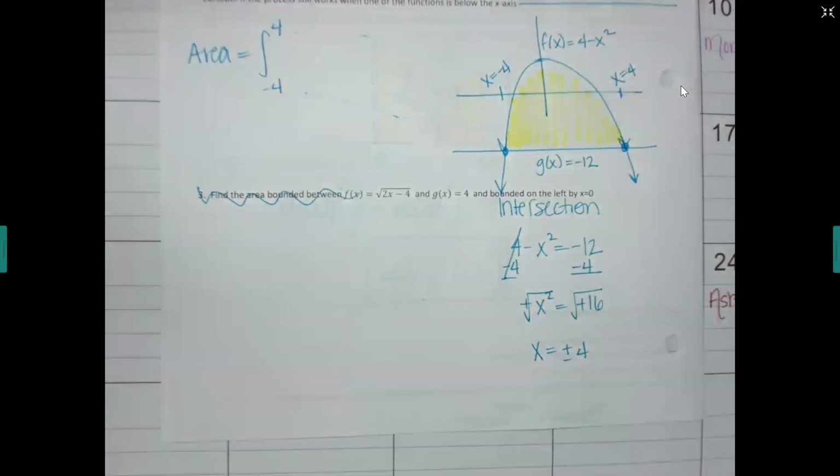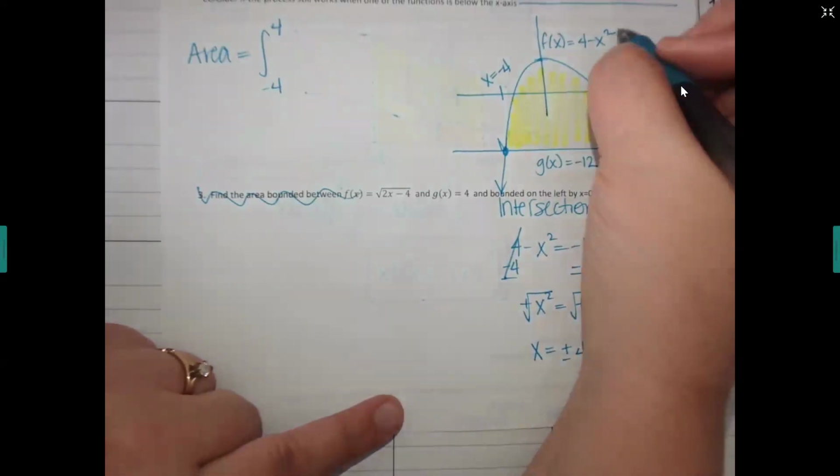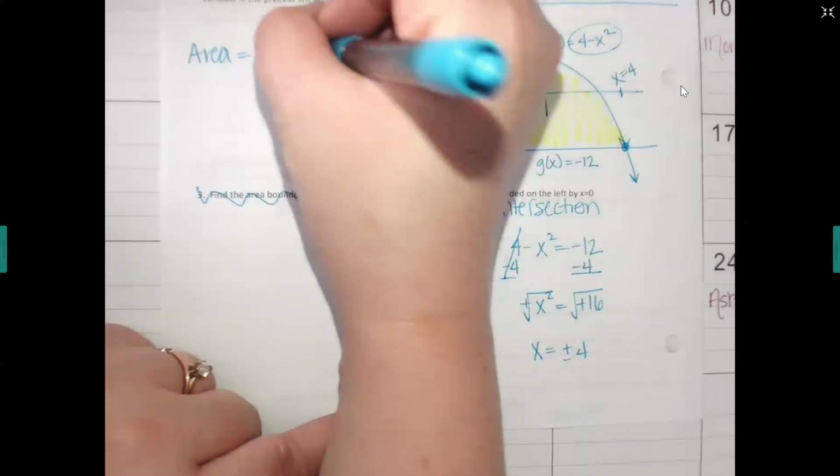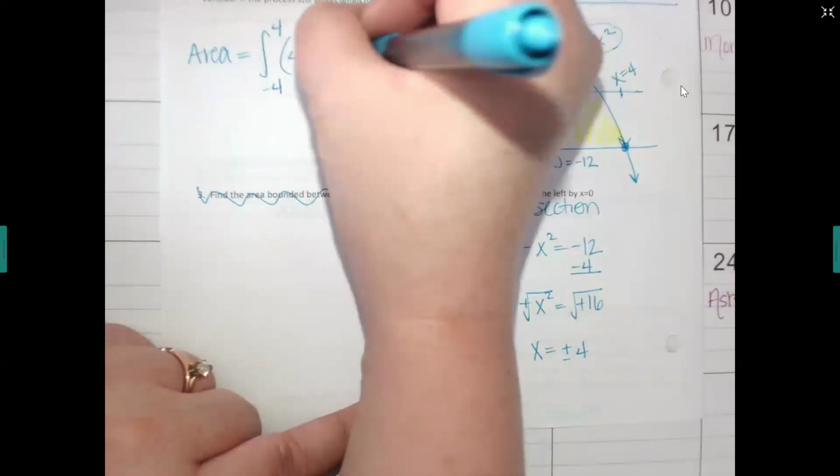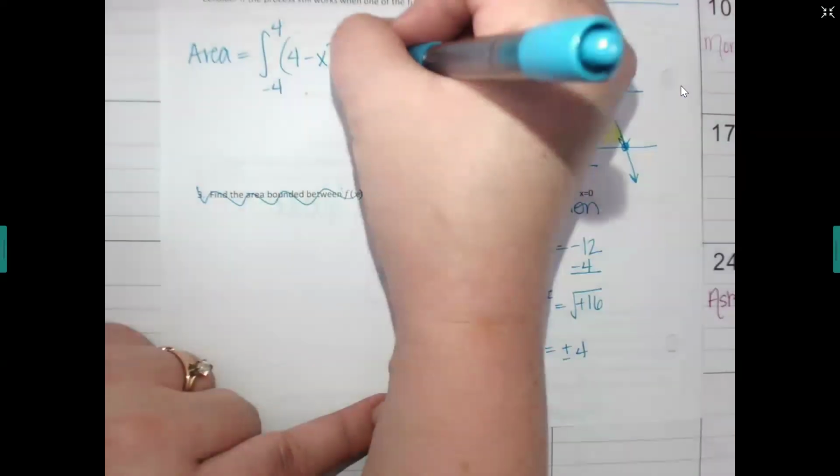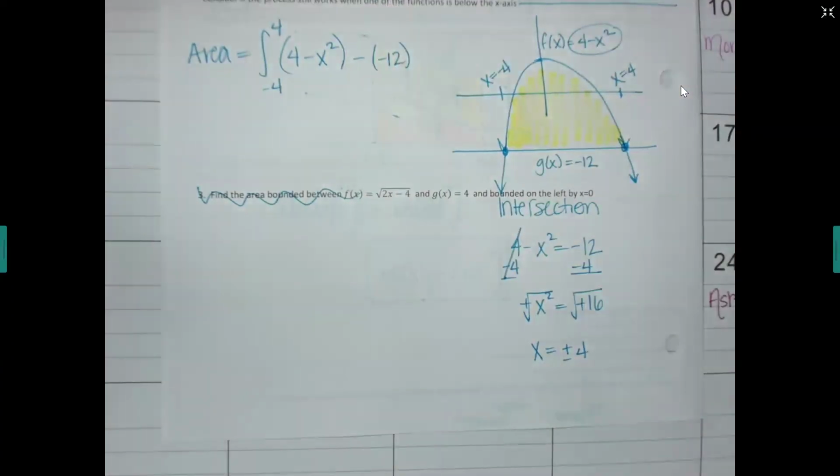And then how will I subtract, line minus curve or curve minus line? It's got to be top minus bottom. Curve minus line. So my curve is the 4 minus x squared, and then minus the line would be negative 12.